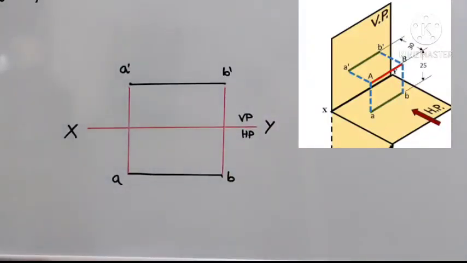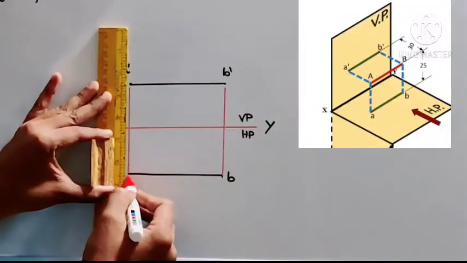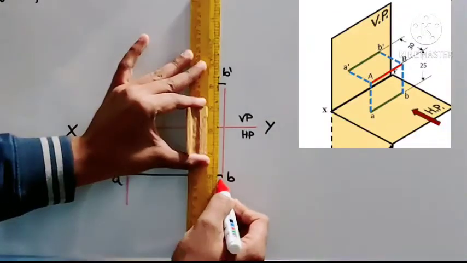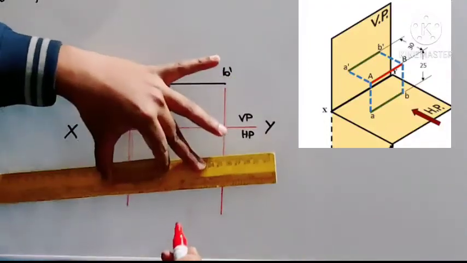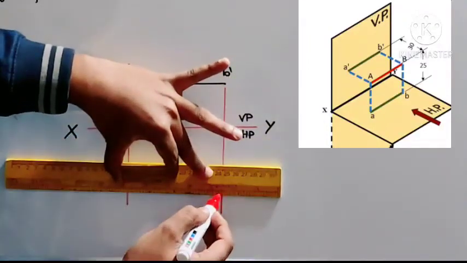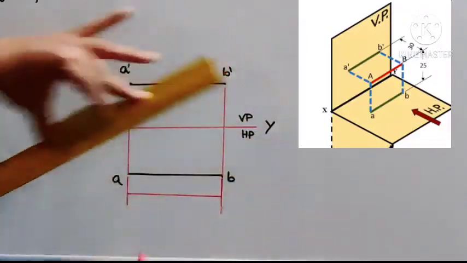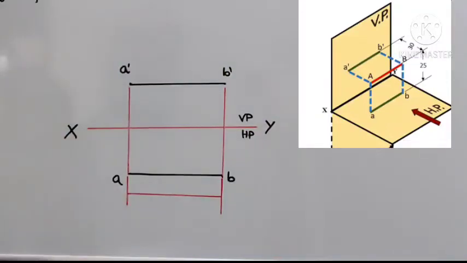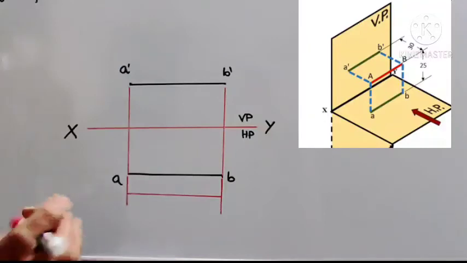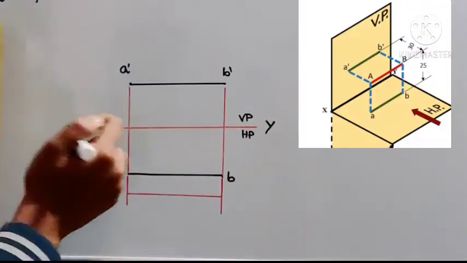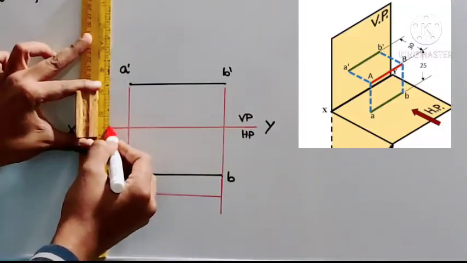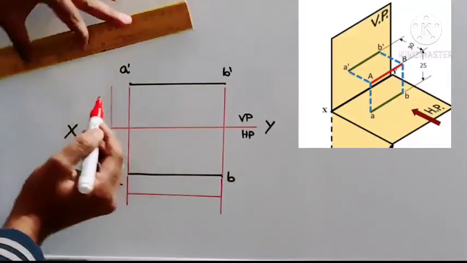Okay. So next you need to dimension the things. You need to dimension three things as given in the question. One is the length of the line. Next, the position of the line with respect to HP and VP. So this is my HP. From here, I will be mentioning the height.